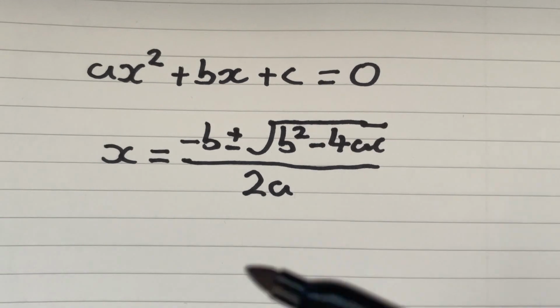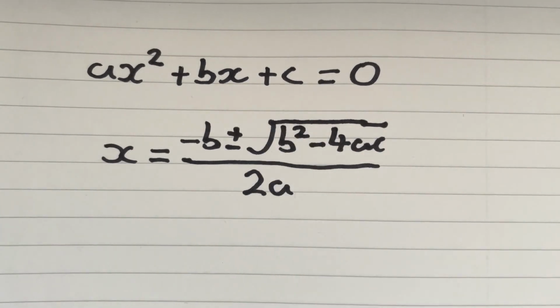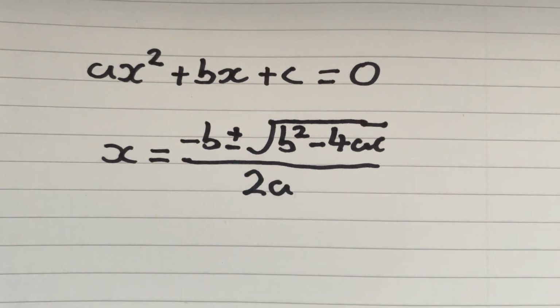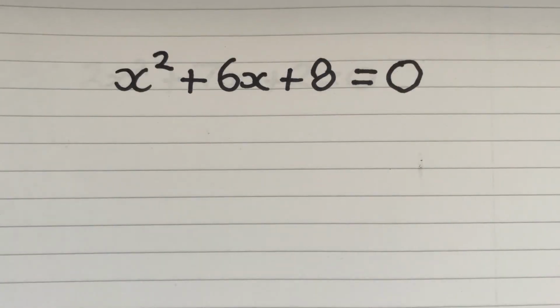And you'll notice that we've got a plus or minus. Well, that's going to be because we're going to get two different answers for our x. So we're going to get two values of x, one where we add on this square root of b squared minus 4ac, and one where we subtract it. So let's take a look at an example.